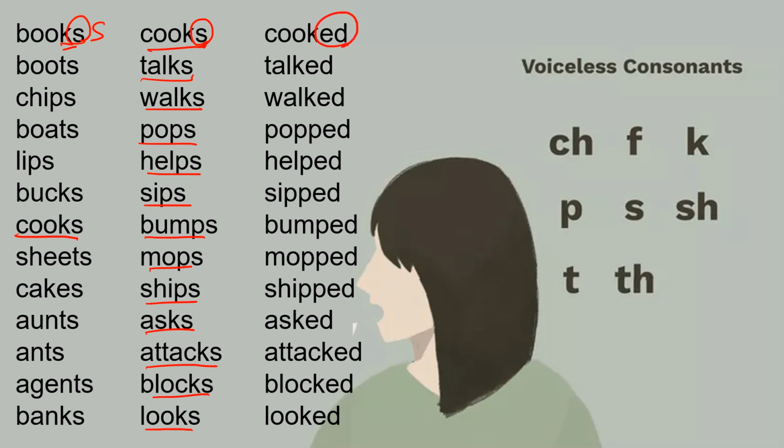And then ed sounds like T. You say cooked, not cooked with a separate E sound. E is silent. Say cooked, talked, walked. Again, you pronounce the T very little. Popped, helped, sipped, bumped, mopped, shipped, asked, attacked, blocked, looked.